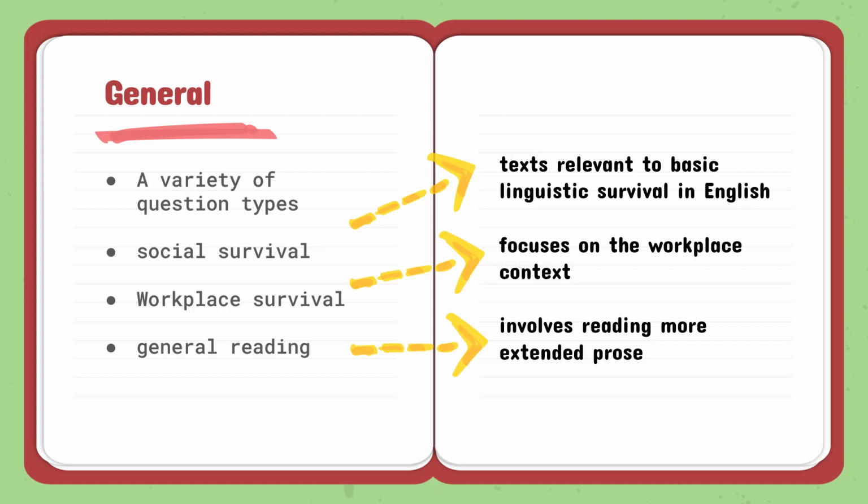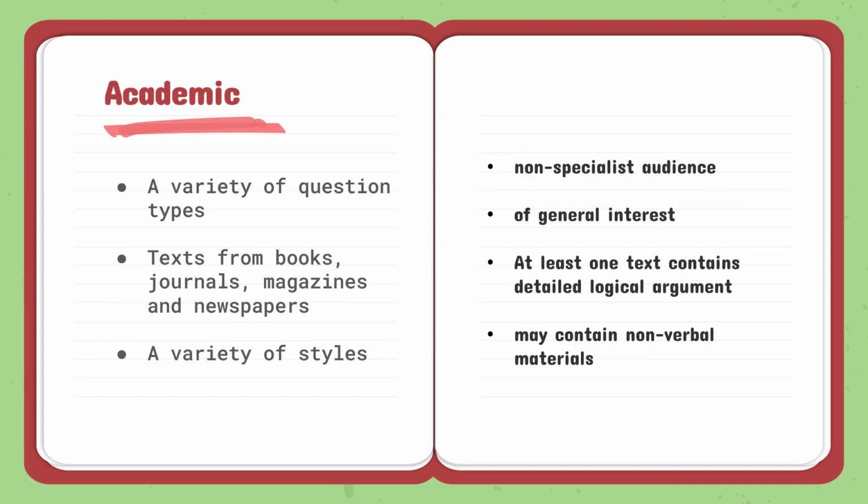And then we have another purpose for general reading, some more extended prose about maybe more varied topics. Anything non-academic could be presented in this part of the general module. But in the academic one, the question types again are the same. There's no guarantee that you will face one specific question type, but the question types are not that much different from the general exam.